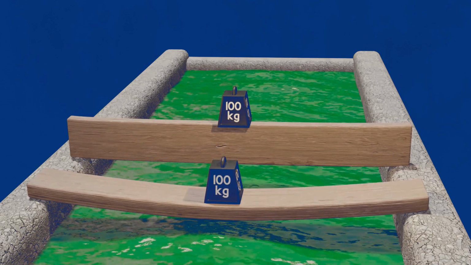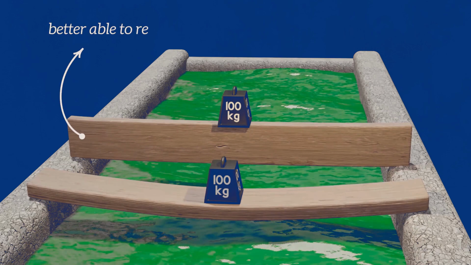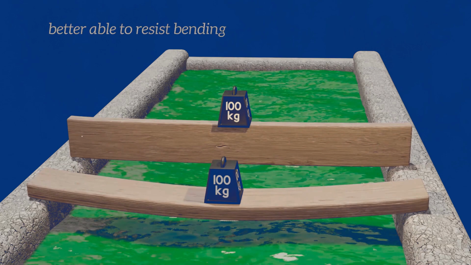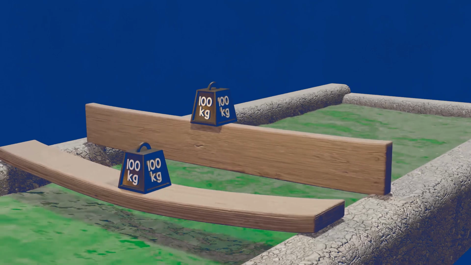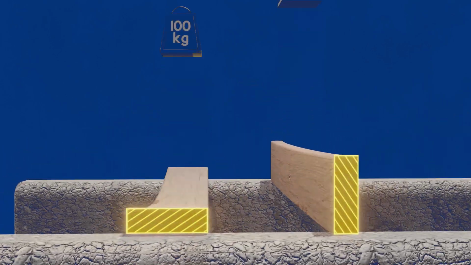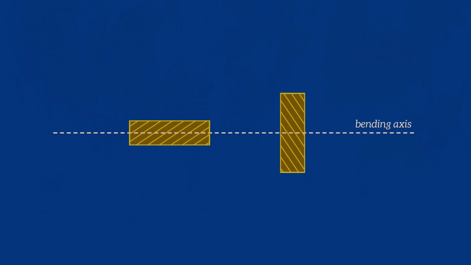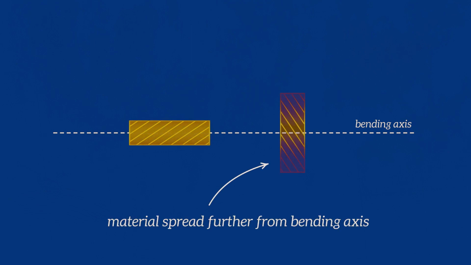Some cross-sections are much more efficient at resisting bending than others. The further the material is spread from the bending axis, the stiffer the cross-section tends to be. The cross-section on the right has more material located far from the bending axis and so is better at resisting bending, even though both cross-sections have the same area.